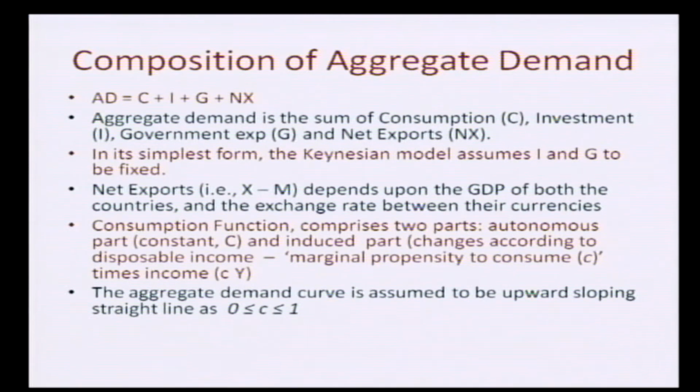And the other part varies positively with income. So if your income increases, your consumption increases. If your income decreases, your consumption decreases. So you have a consumption function of the form C, that is the total consumption, equal to capital C plus cY. Here c is the marginal propensity to consume, and Y is the income again.